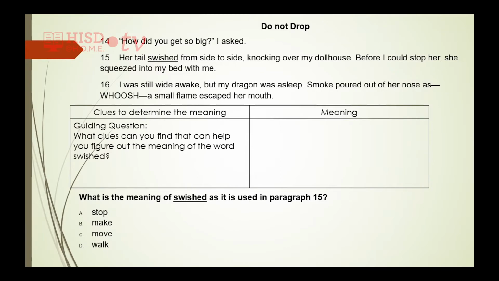Now it's your turn. I want you to determine the meaning of the word swished as it is used in paragraph 15. First, you're going to read the selection, Do Not Drop. Then you want to think about what clues you can find in the text that will help you figure out the meaning of the word swished. Create your own meaning or definition. Eliminate two answer choices that do not make sense. And then you're going to choose your best answer choice from your remaining two.